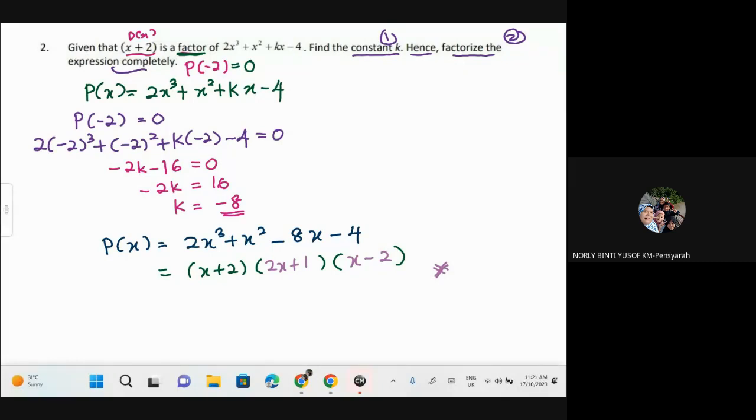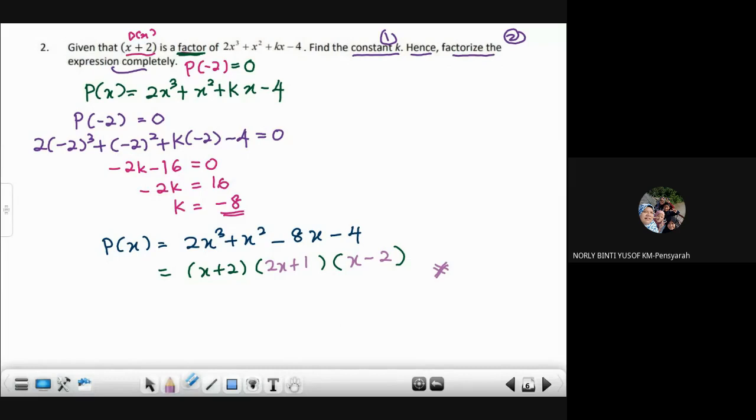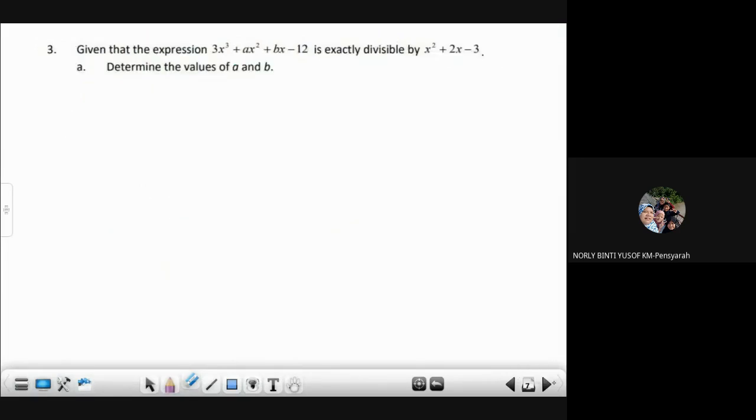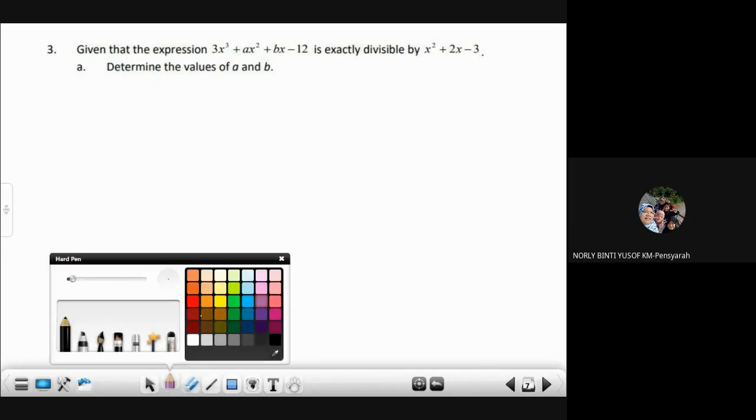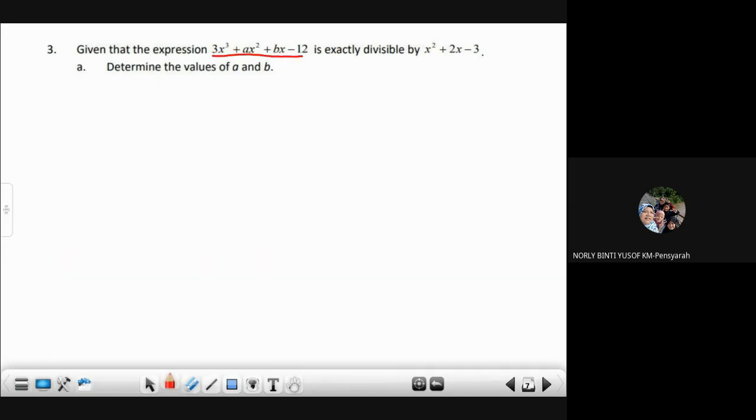Satu device tu dah ada. So you tak ada guna long division kat sini. Okay, so itu untuk you punya soalan nombor 2. Lepas tu pergi pada soalan nombor 3. Given that the expression ni adalah polinomial u. So tulis 3x kuasa 3 tambah ax squared plus bx minus 12.